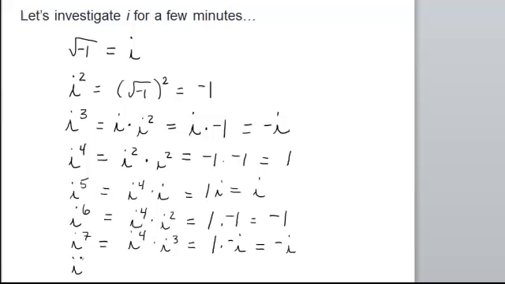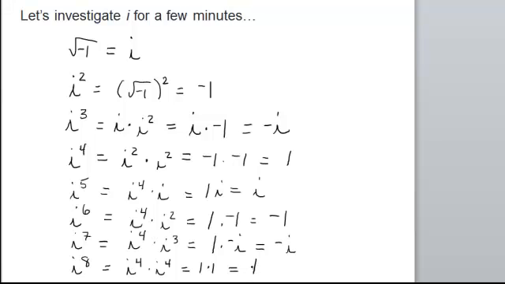Last one. i to the 8th. Can I say that's i to the 4th times i to the 4th? Well, what's i to the 4th? 1. So we have 1 times 1, which is 1.